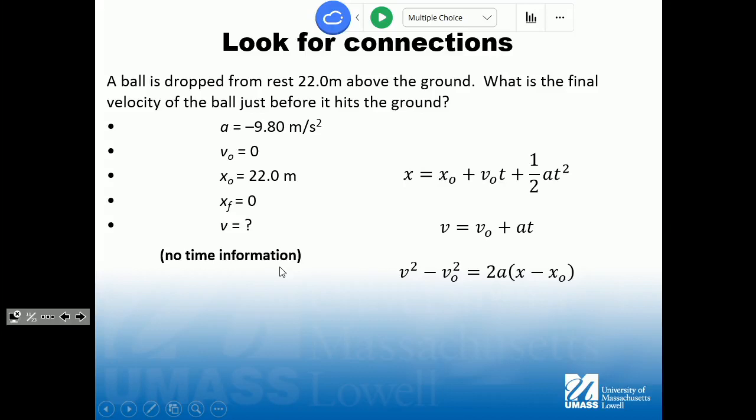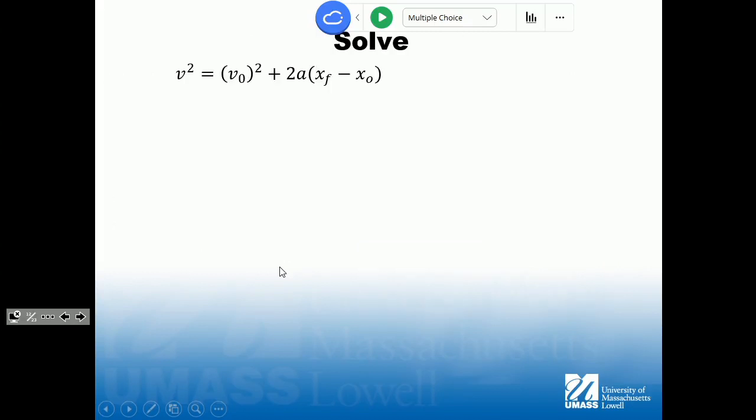Everyone okay? Okay. So the equation that makes sense in this scenario is the third one. It doesn't have any time information. It doesn't require any time information. I'm looking for the final velocity. I have V0, I have a, I have the displacement, x minus x0. So I'm going to use that one. Plug and chug into it. Those are your numbers being substituted.